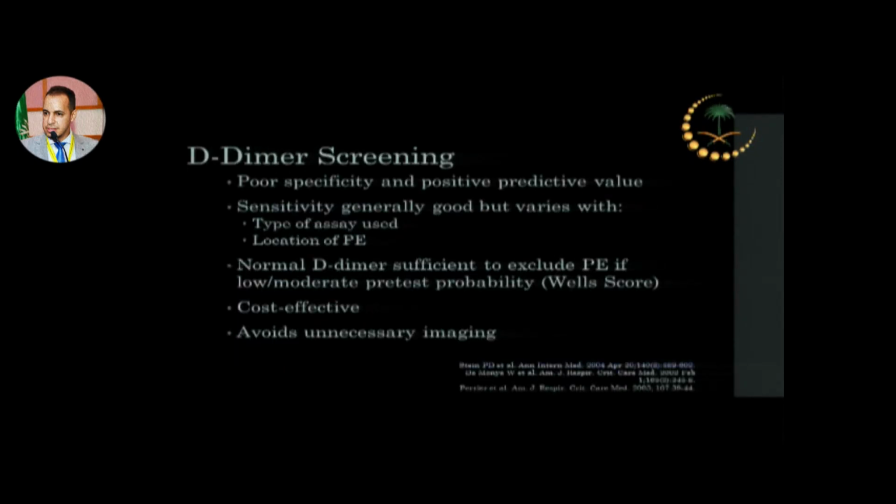What's the role of D-dimer in the screening of these patients? Unfortunately, D-dimer may have low specificity and a positive predictive value. It has a very good sensitivity in general, depending on the location and size of the pulmonary embolism and the type of assay used. Normal D-dimer is sufficient to exclude pulmonary embolism in patients who have low or moderate pretest probability, depending on Wells scoring. It can be helpful in reducing and eliminating unnecessary examinations and therefore being more cost effective.